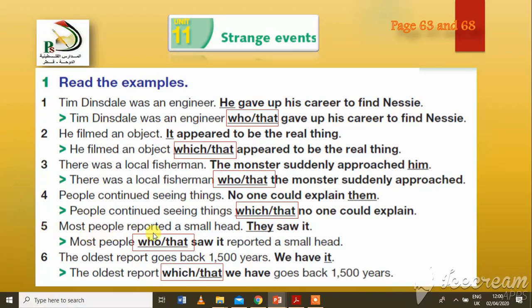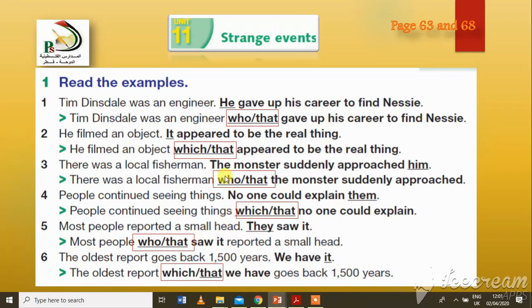Most people who saw it reported a small head. See, it broke the main clause and inserted itself in between. So in number 5 and number 6 you can see that it is coming in the middle. But in 1 to 4 it is coming at the end of the main clause.